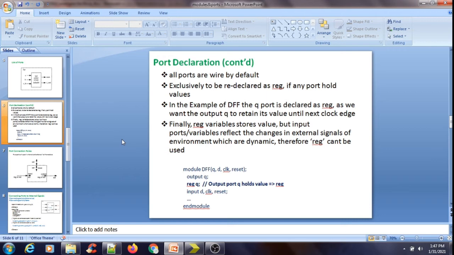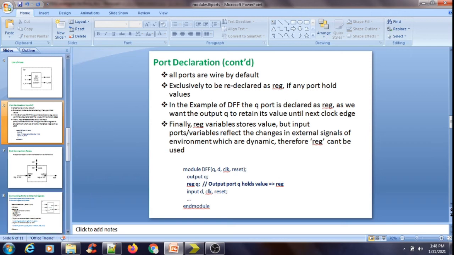All the ports are wire by default. Input ports are normally declared as a wire. I'm talking about the module definition. And all the output ports will hold their values, which is why they have to be declared as reg.